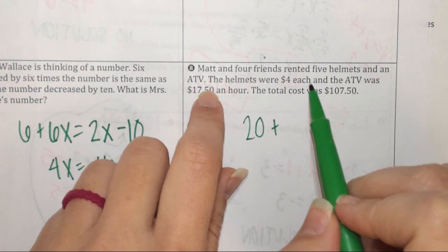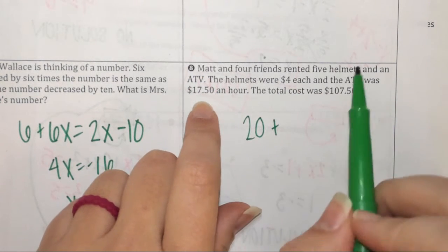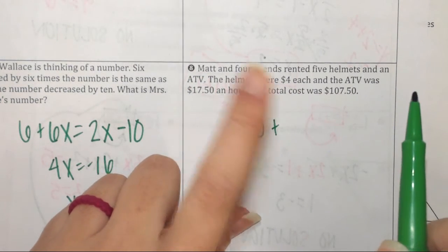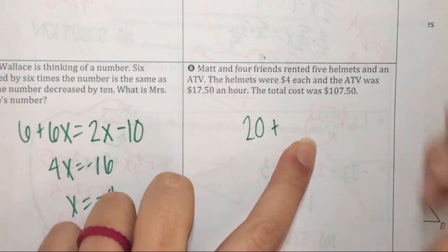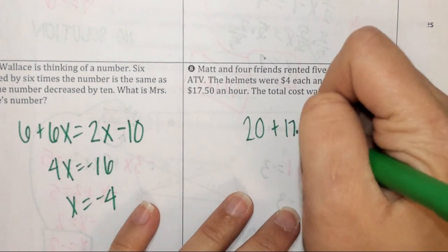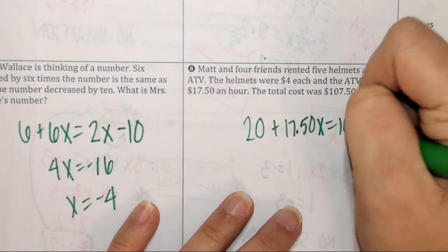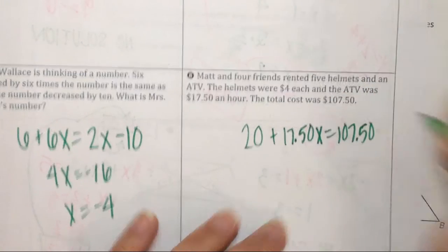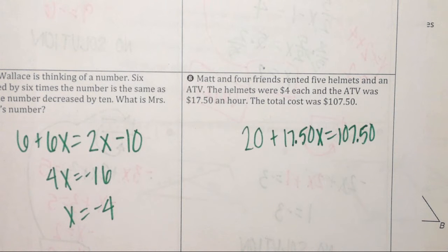Anyway, $20 because it's $4 each and they got 5. And the ATV was $17.50 an hour. So what do I need to write here? $17.50 X. Good. Equals $107.50, right? Okay, so what would I do now?